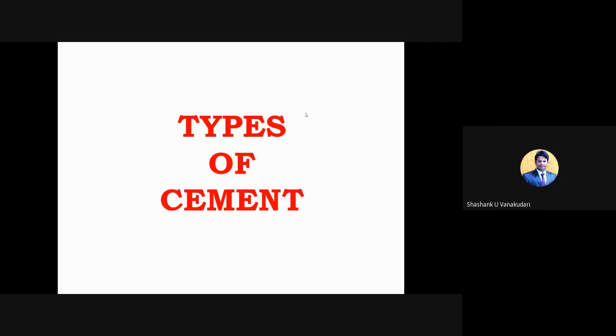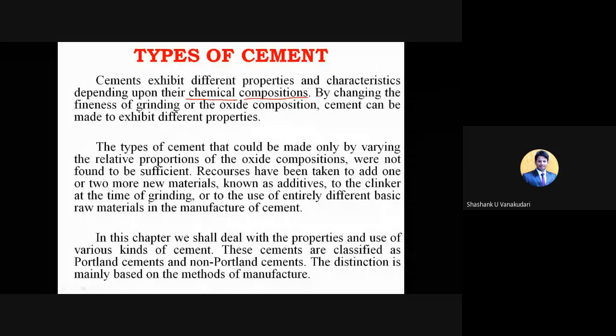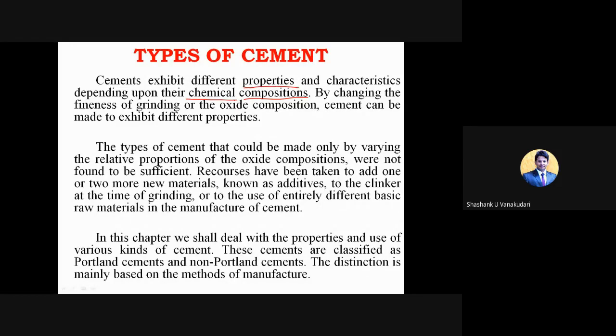Now you will get various types of different cements for various applications in the civil engineering field. Here, the cement exhibits different properties and characteristics depending upon their chemical compositions. Initially, you are going to use raw materials like lime and limestone as well as the clay part. Various chemicals are present in those raw materials, and depending upon that, they exhibit different properties at the end of the manufacturing phase.